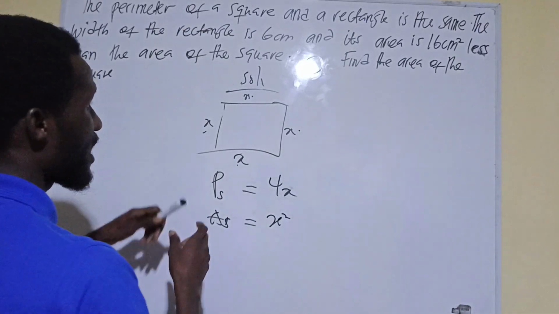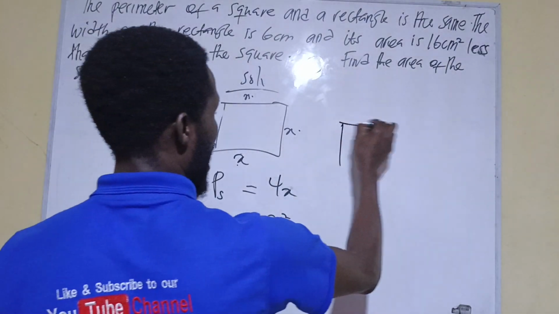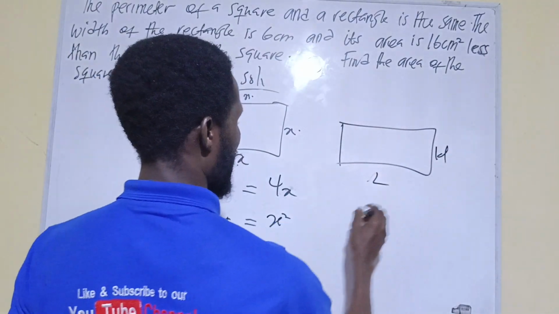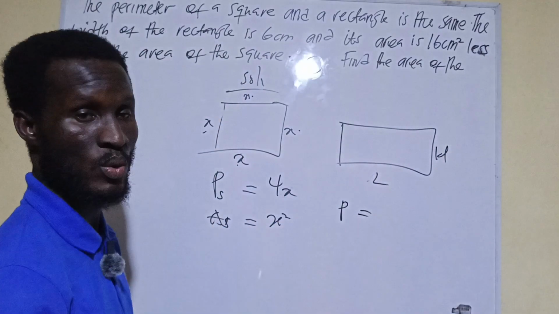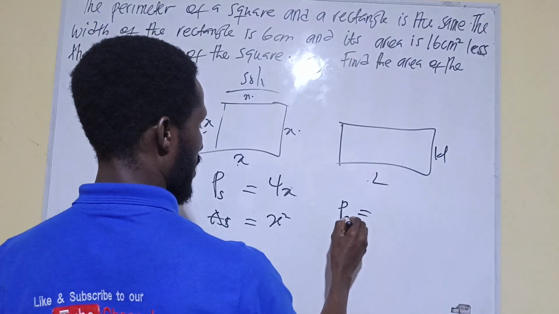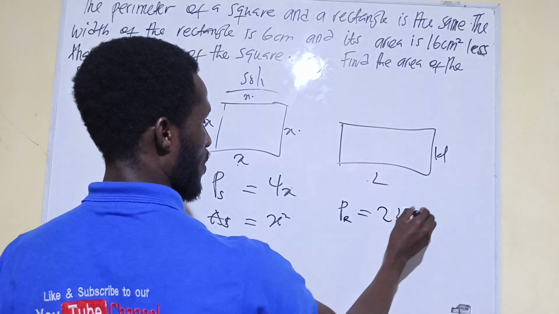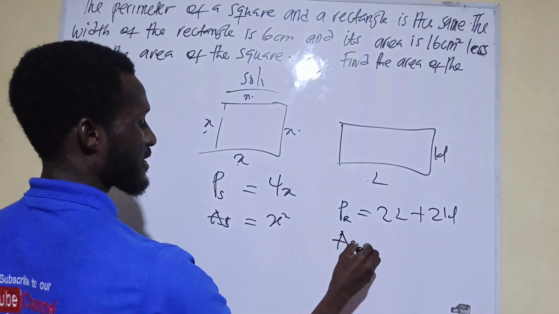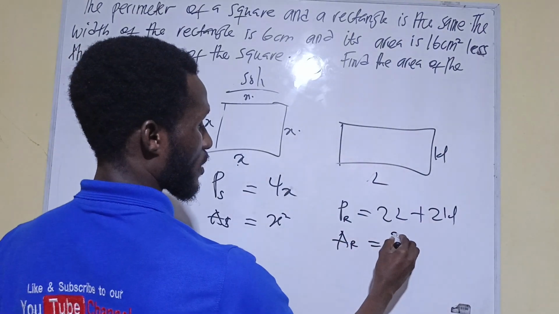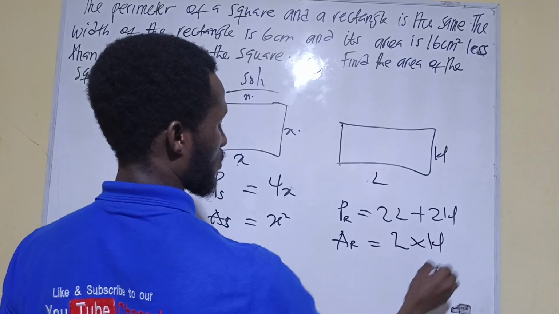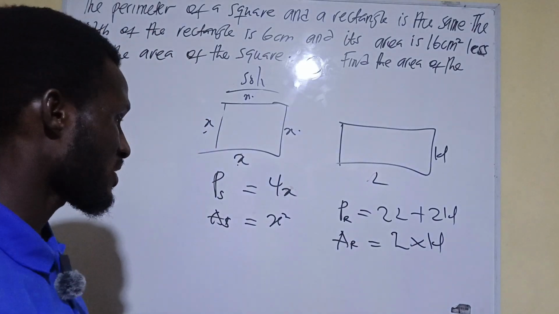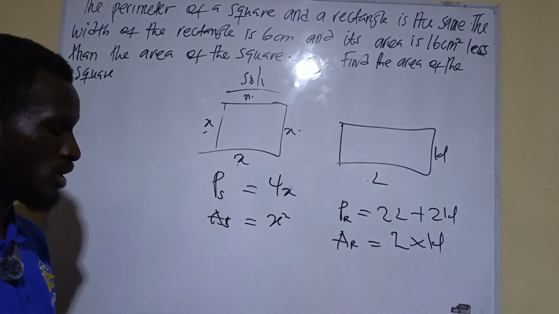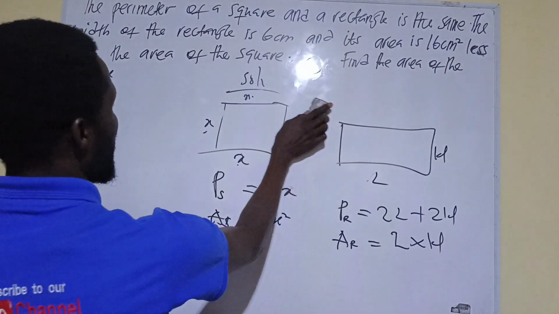You get it? Now let's come to the rectangle. If you have a rectangle, if this one is the length and this one is the width, then the perimeter of the rectangle will give us 2L plus 2W. And then the area of the rectangle will give us L times W. So this one is so simple that I'm going to use S to represent the length of the side of the square. Now let's move on.